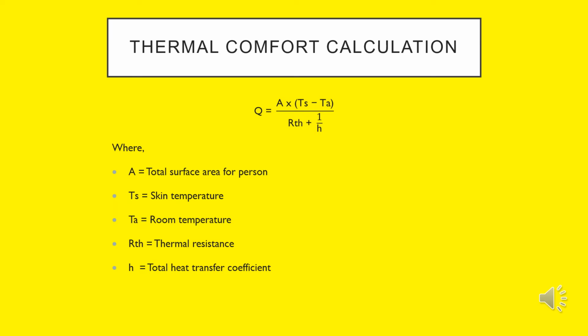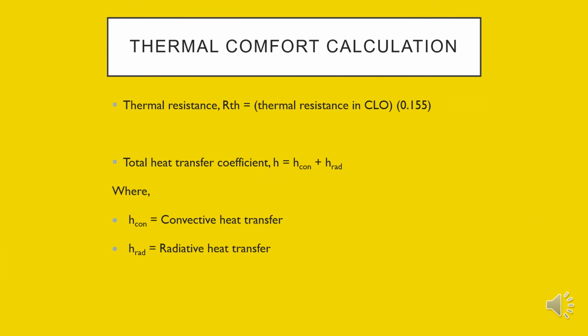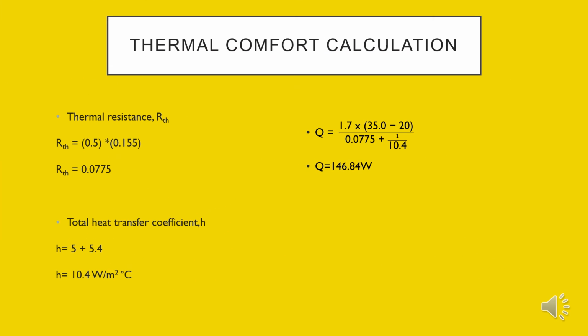For the thermal comfort calculation, this is the formula for the calculation. This one is for the thermal resistance formula and the total heat transfer coefficient formula. For the thermal comfort calculation, this is the thermal resistance, total heat transfer coefficient, and the heat transfer calculation. The value that we get is 146.84 watt.